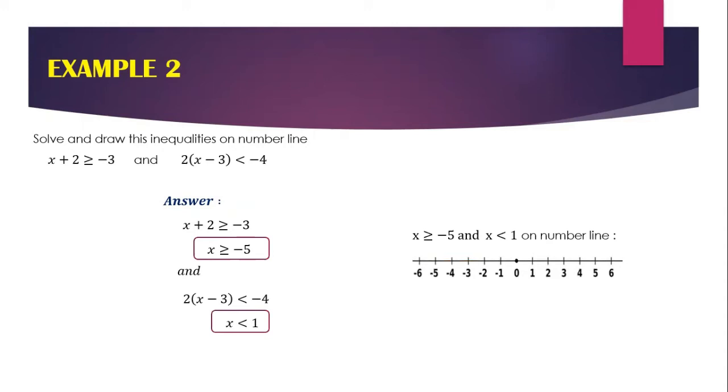Good. Once again. Okay, I'll show you what the meaning is. Look at the symbol. It's a circle, right? Is it right? Minus 5 is included. But here, an empty circle. The empty circle means 1 is not included in the set. Is it clear? Okay, I'll show you the next example.